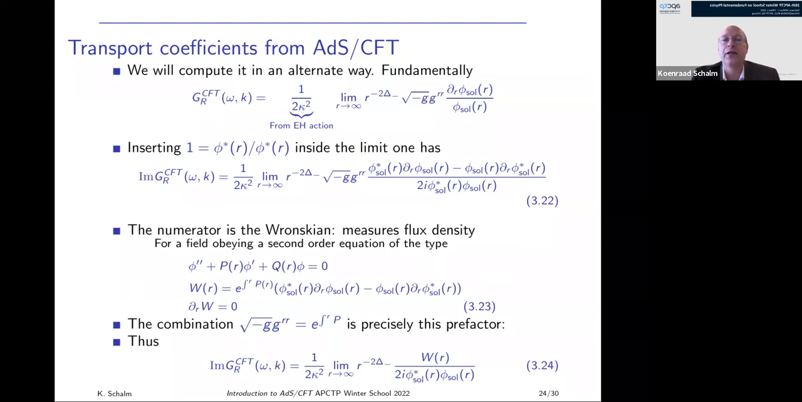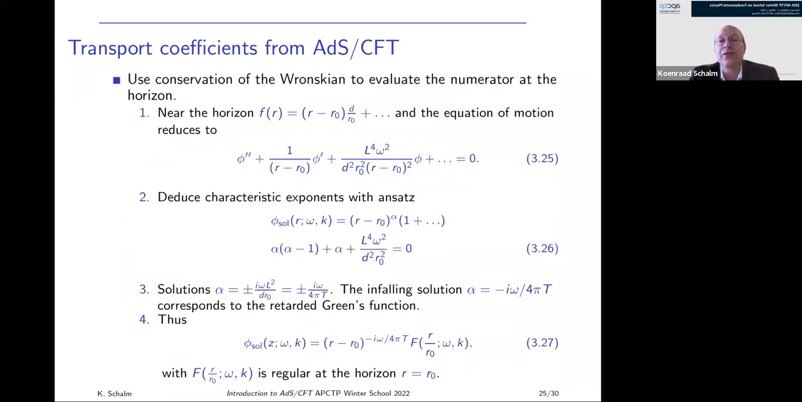So let's use the conservation of the Wronskian to evaluate the numerator. And the place we're going to evaluate it is at the horizon, because that's where it is easy to evaluate. And let me show you that. So near the horizon, this blackening factor that's in the metric is (r − r₀) times d over r₀. And the equation of motion for phi reduces to the following combination.